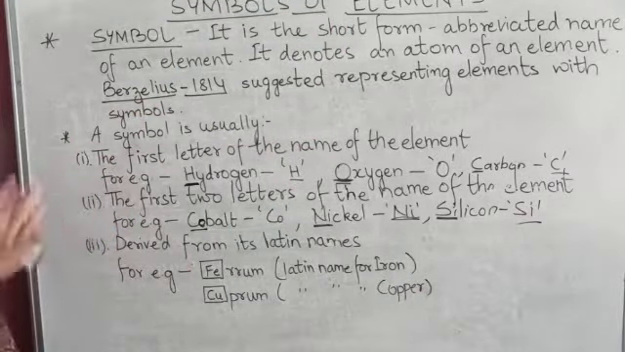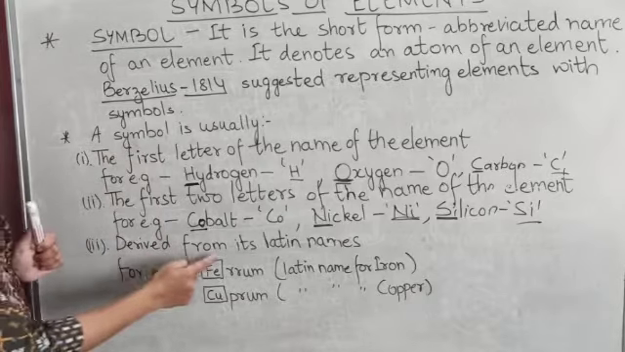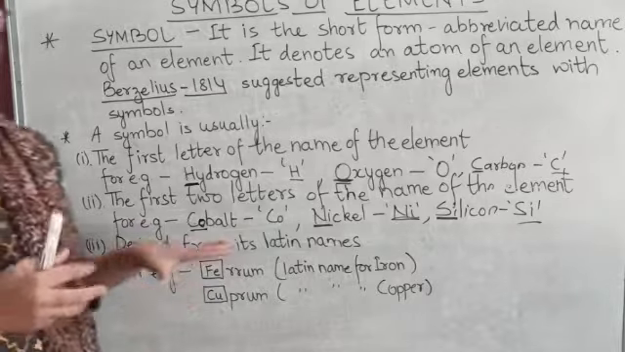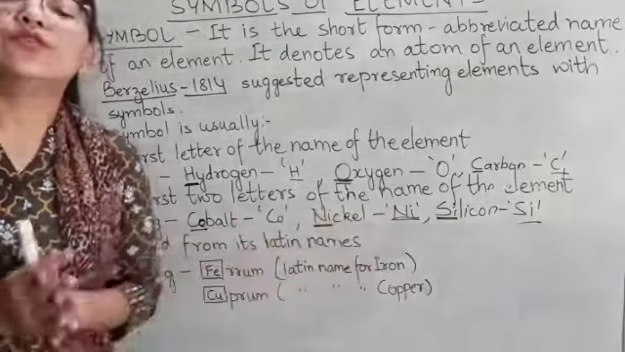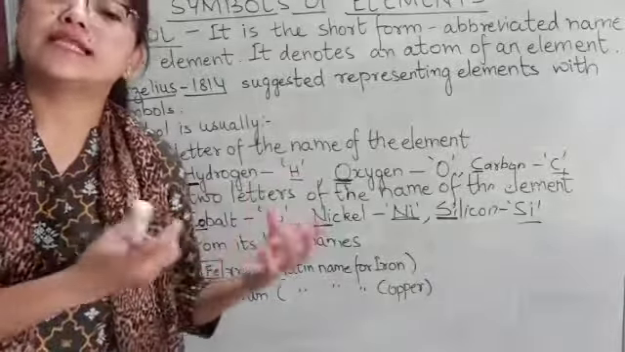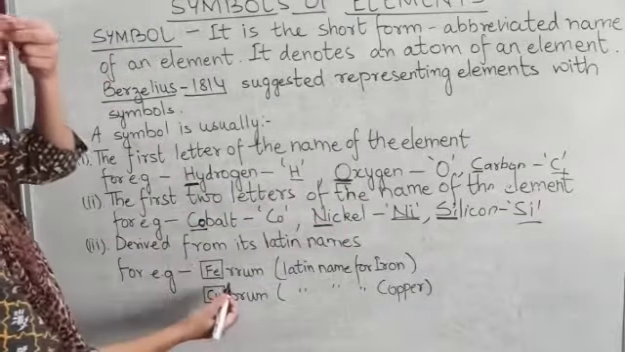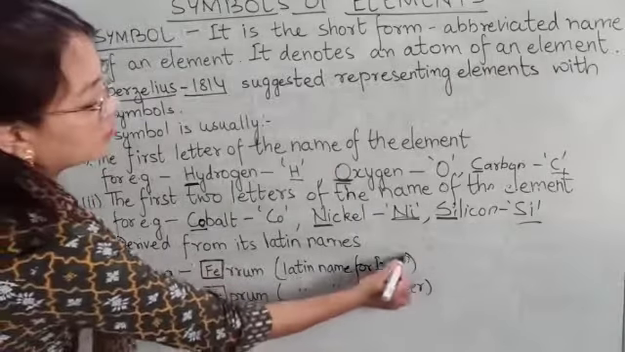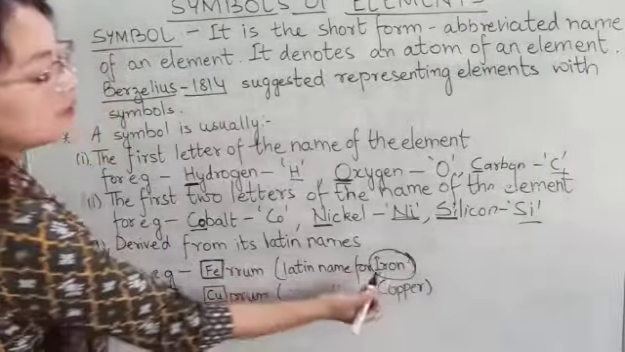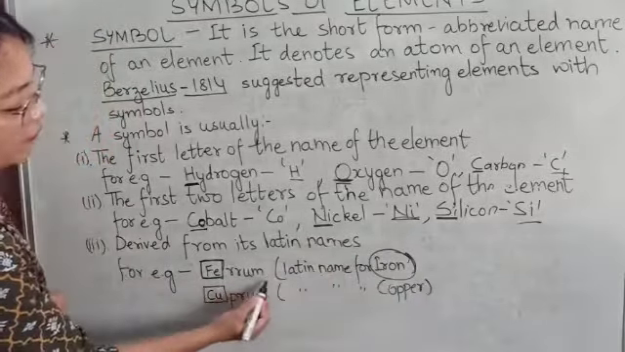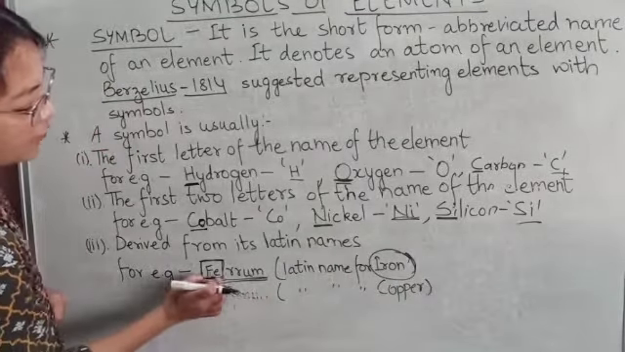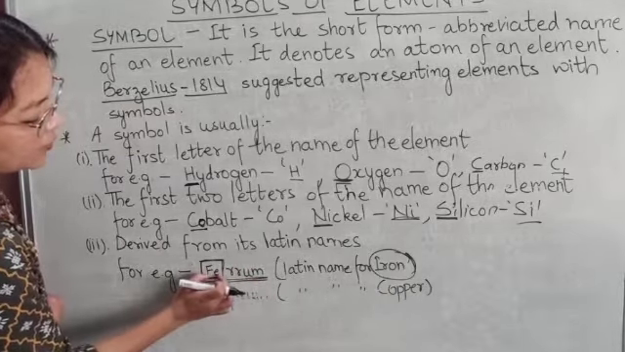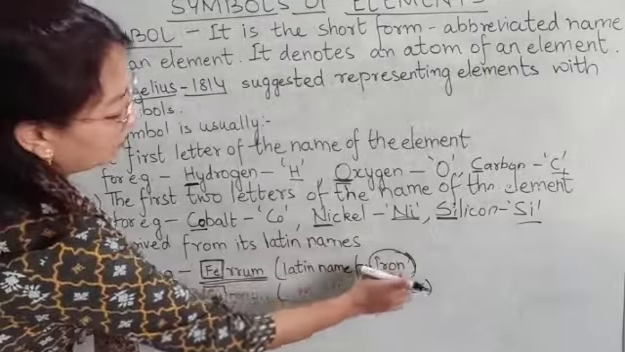Now comes the third method, which is derived from its Latin names. Some elements have a Latin name also, so their symbol is derived from the Latin name. For example, ferrum. Fe is the symbol of iron, and the Latin name for iron is ferrum. That's why Fe is derived from its Latin name ferrum. So the symbol of iron is Fe.